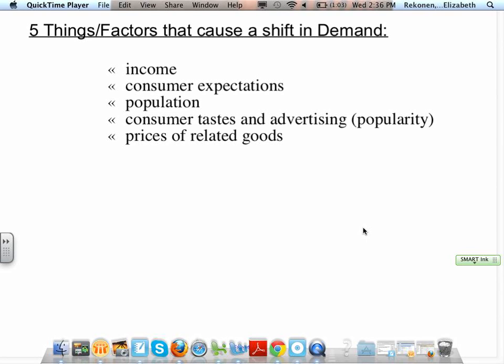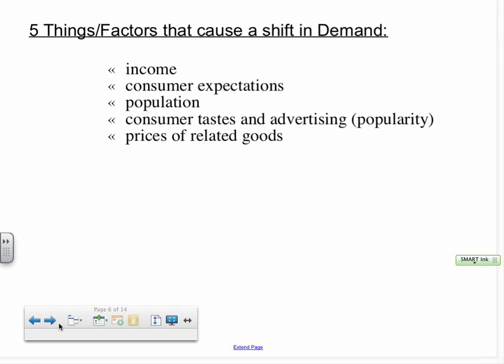We just discussed what an increase and a decrease in demand looks like in a graph, and now we are going to talk about what can cause those increases or decreases to happen. What can actually cause something that even though the price of it did not change, more people will go out and buy it or fewer people. There are 5 things or factors that cause that to happen.